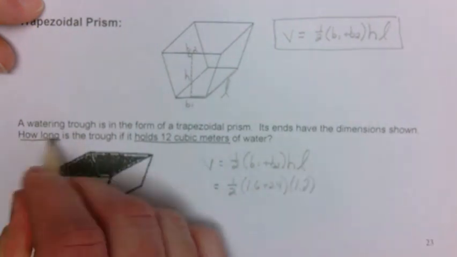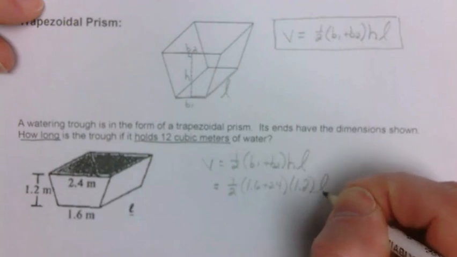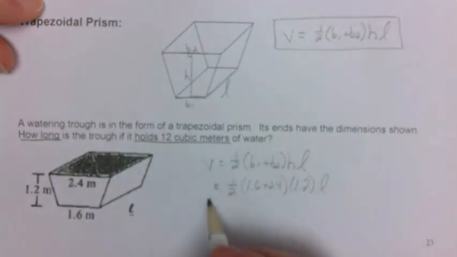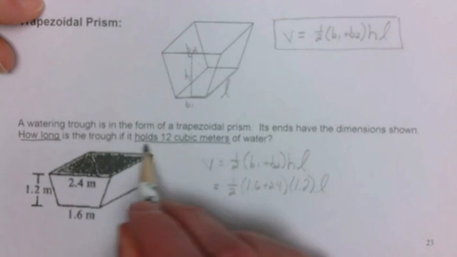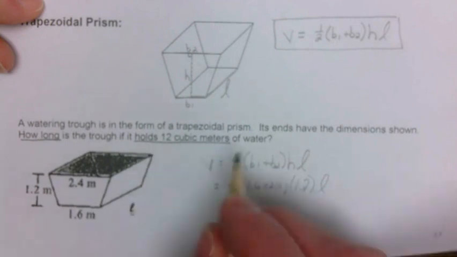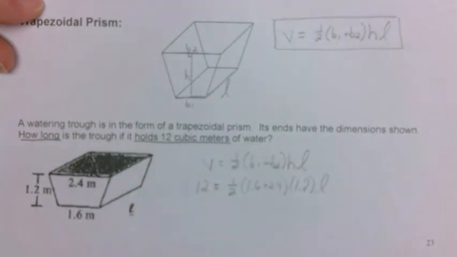And then L, how long is it? That's actually what I'm trying to calculate, which means they must have given me the volume. And that's actually what they told us right here. It holds 12 cubic meters of water. That's the volume.